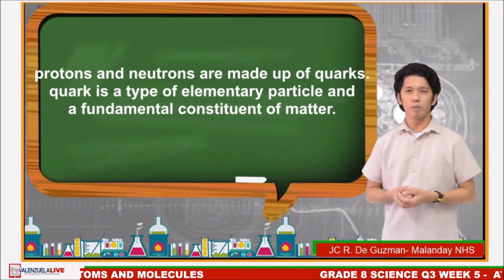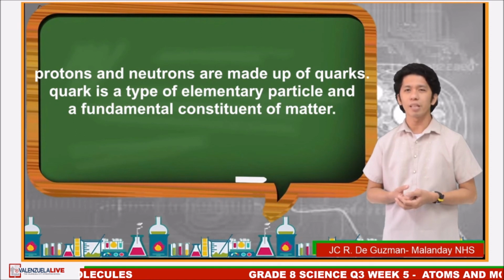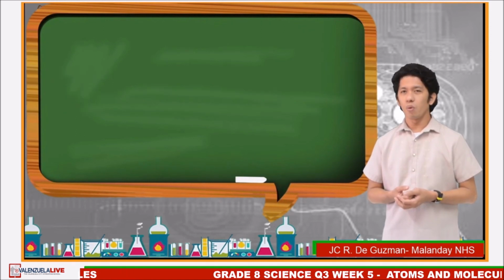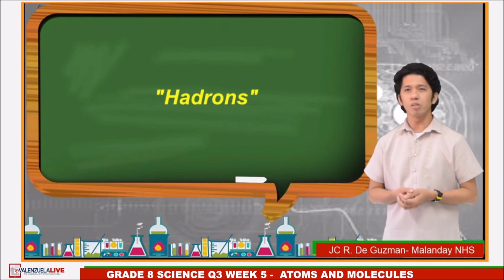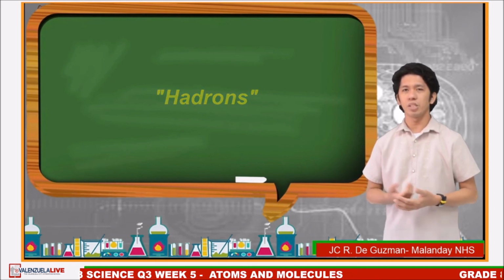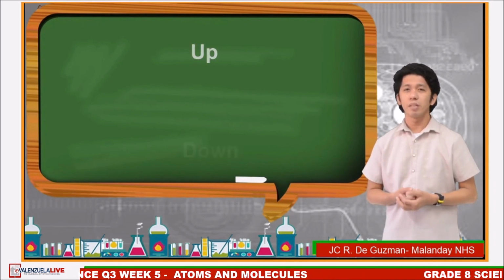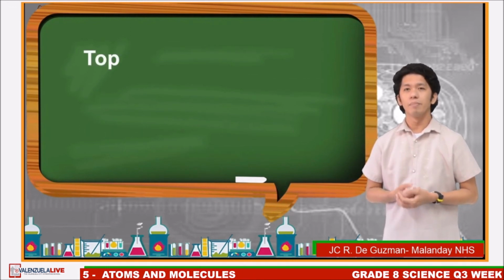A quark is a type of elementary particle and a fundamental constituent of matter. Quarks combine to form composite particles called hadrons, the most stable of which are protons and neutrons, the components of atomic nuclei. Quarks have 6 types, which are up, down, strange, charm, bottom, and top.